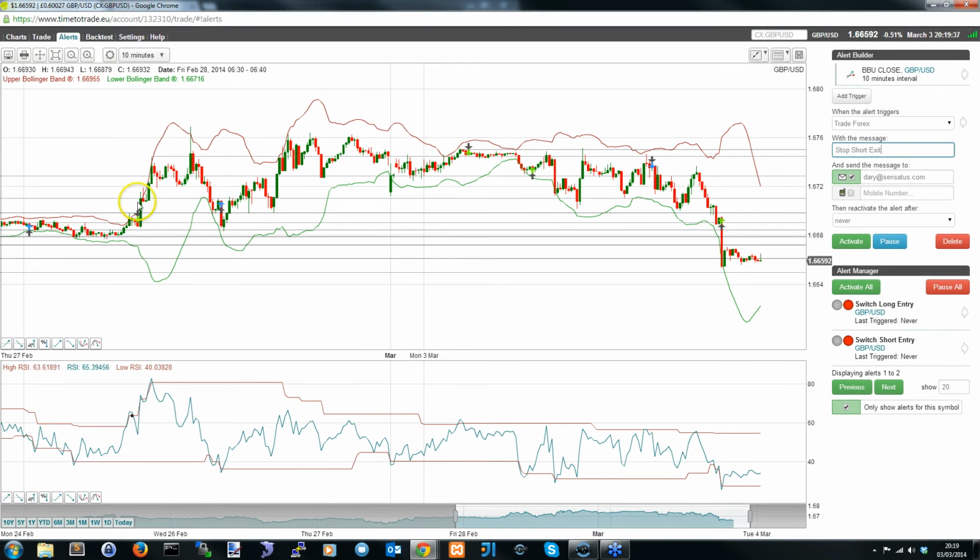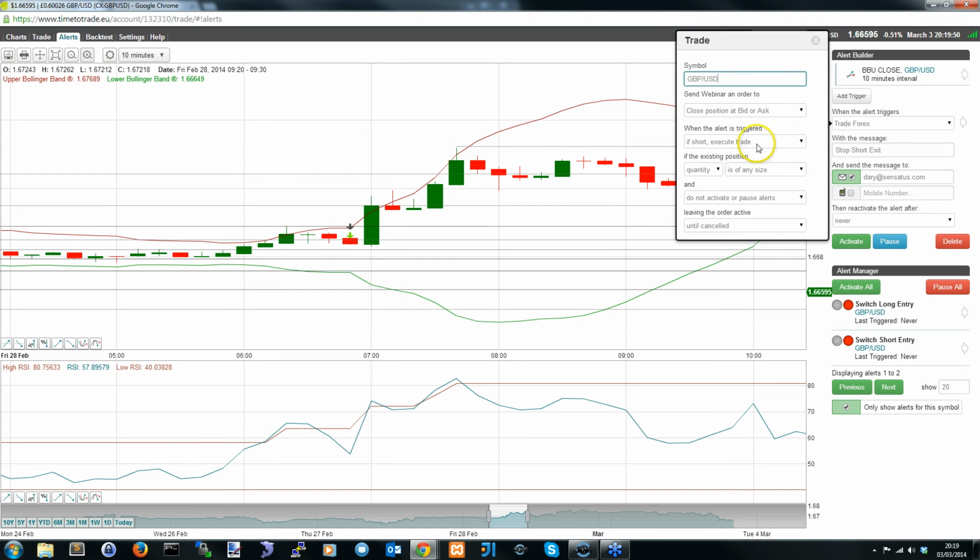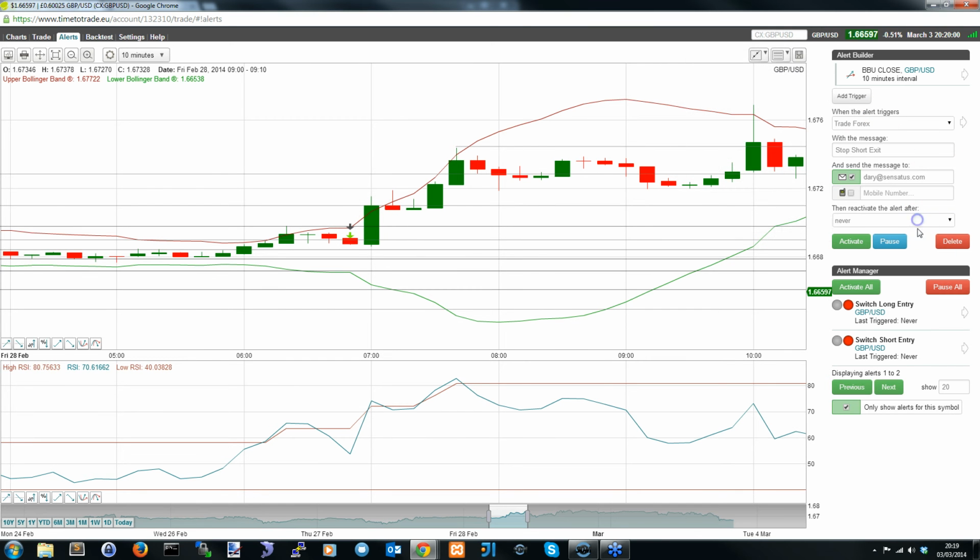So to recap, if you zoom in here, if the price punches through the outer side, we're going to close only if we're in a short position. Okay, so we sold into a short position here, we want to get out here. And we'll set it up as ever to repeat.